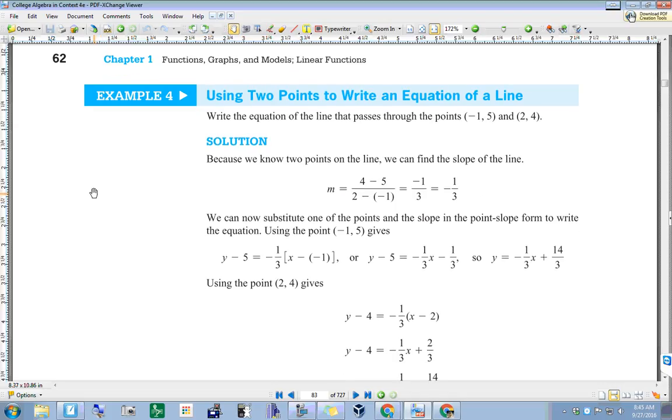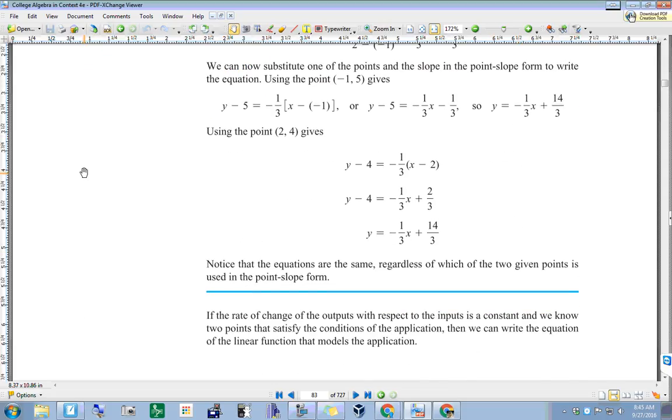Okay, two points to write the equation of a line. That's not a problem. You just use slope, y2 minus y1, come up with that and grab a point. Again, it wouldn't matter whether I chose the (-1, 5) or the (2, 4). I will get exactly the same thing. Exactly. Otherwise, it wouldn't work very well for mathematics.